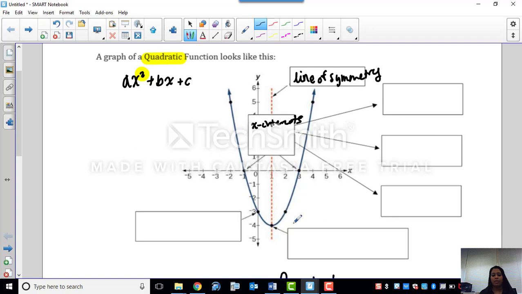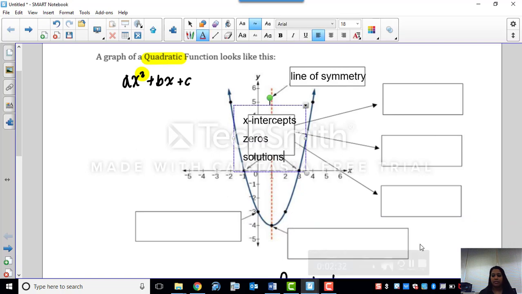They're called x-intercepts. Sometimes they're called zeros of the function. Sometimes we call them solutions. Sometimes we call them roots. So these are the x-intercepts: sometimes we call them zeros, sometimes roots, sometimes solutions.